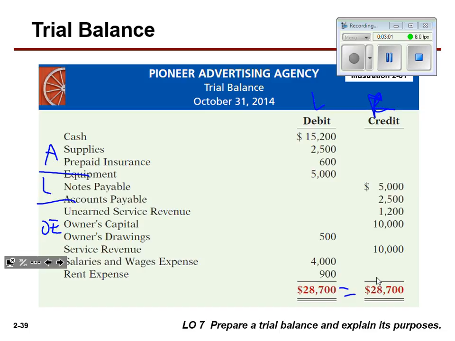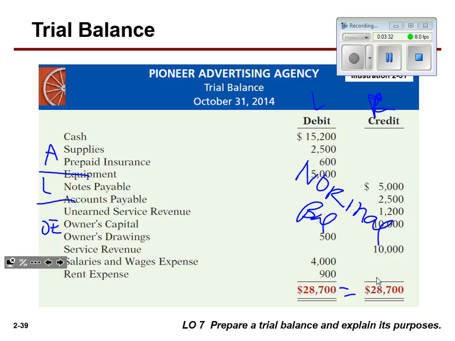Why do we see a jumping between debits and credits? Why do we see some debits and why do we see some credits? Certain accounts, these are their normal balance sides. Cash, supplies, prepaid insurance, equipment, those are all assets. They have normal balance accounts, or debit balances.